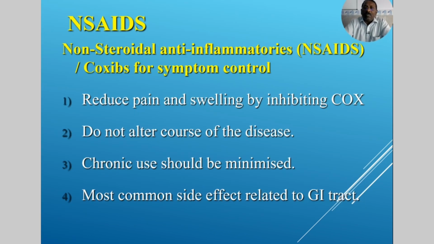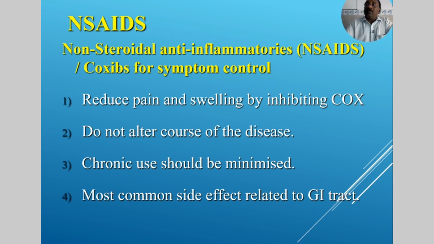They reduce pain and swelling by inhibiting COX. At the appropriate time, I will tell you what we mean by COX-1 and COX-2. What are the advantages of COX-1, disadvantages of COX-1, advantages of COX-2, and disadvantages of COX-2. What are the drugs which act on both COX-1 and COX-2, and which drugs act only on COX-2. So in the next few minutes, we would like to talk about those things. These NSAIDs do not alter the course of the disease. That is a very important take-home point for all of you.